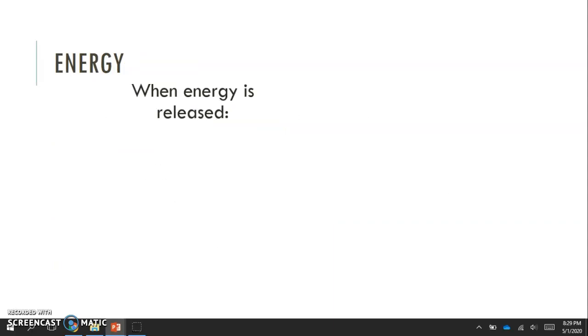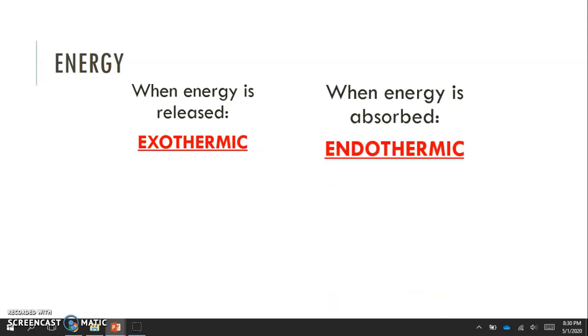There are two different types of reactions that we need to know about. The first is an exothermic reaction. Exothermic reactions happen when energy is released. If we're looking at a chemical reaction and energy is released from the system, then it's exothermic. If we break this down, exo means out, and thermic is in relation to heat. So in exothermic, the heat is moving out of the system. When energy is absorbed, it's known as an endothermic reaction. Endo means within, and thermic again is in relation to heat. So the system is taking on the heat.